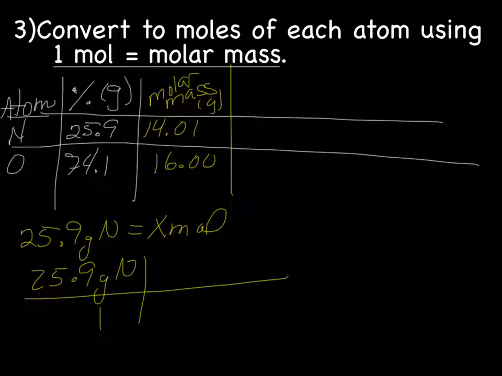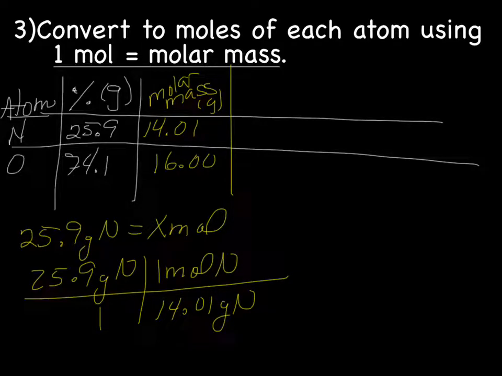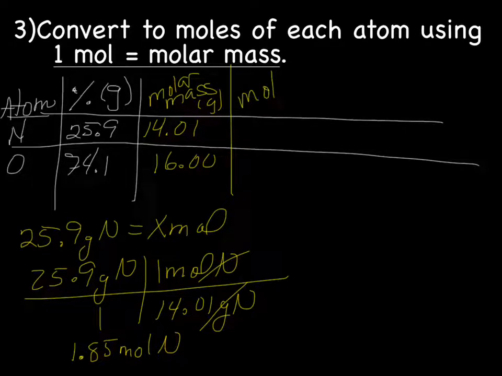So for nitrogen, 14.01 grams goes on the bottom, 1 mole on the top. Cross out, stick it in your calculator, and come up with 1.85 moles of nitrogen, and that's with 3 sig figs. So we'll make the third column the number of moles. Okay, so for nitrogen we have 1.85, and we do the whole process again with oxygen.